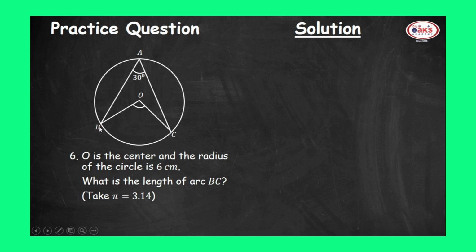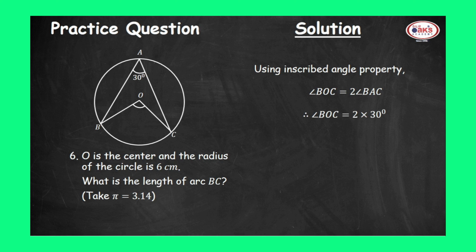So can someone recall which is the miscellaneous property that I am going to apply here? Yes, you are right. The property we will apply is known as an inscribed angle property. Using this, we can say that measure of angle BOC has to be twice the measure of angle BAC, and therefore measure of angle BOC will be 2 into 30 degrees, which is equal to 60 degrees.